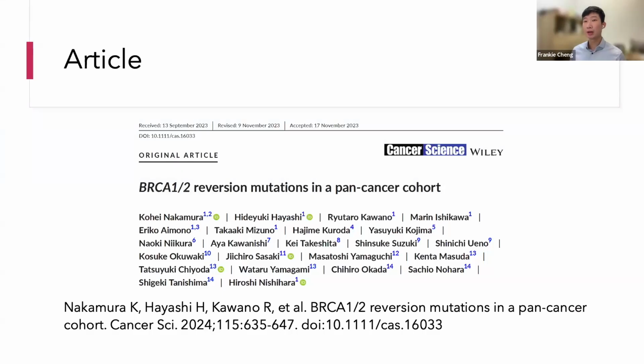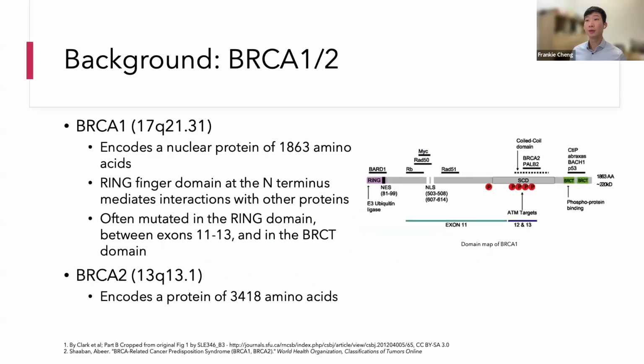So today the article that I'm going to present is on BRCA1/2 reversion mutation in a pan-cancer cohort. The authors are Nakamura and his colleagues. So let's first start off with some background on BRCA1/2. BRCA1 is a gene that is located in the long arm of the 17th chromosome, and BRCA2 is a gene that's located in the long arm of the 13th chromosome.